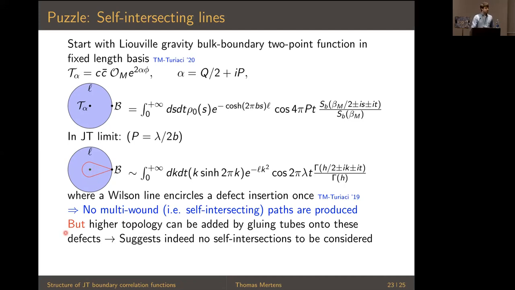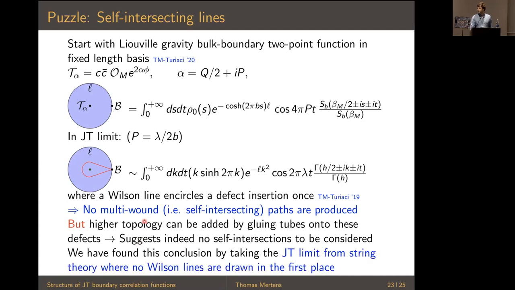So this was all for a bulk operator, but I skip all of the explanations here. It can be shown that you get higher topology by gluing tubes onto these defects that we have here. So this is actually sufficient to show that indeed no self-intersections need to be considered when you consider these higher topology corrections, or at least it points in this direction. And we have found this conclusion again by taking the JT limit from string theory. In the string theory perspective, no Wilson line is drawn in the first place, so there is no ambiguity. We just compute this amplitude. It's only in the JT limit where we want to draw these Wilson lines and we get confused by which types of configurations we should be considering. So embedding this in string theory seems to resolve this issue.